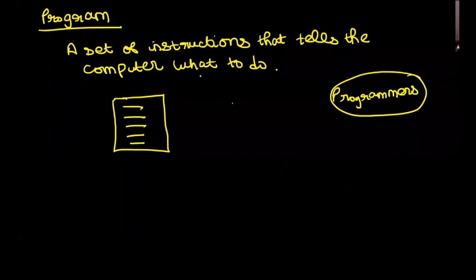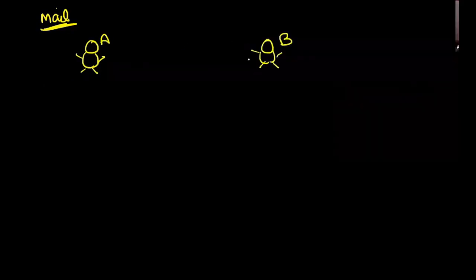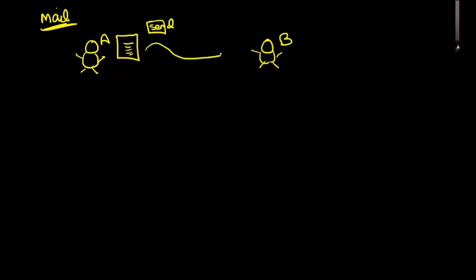So let us see what exactly happens. Let's take the case of a mail. You want to send a mail to your friend. Let's say you are person A, and you want to send a mail to another person B. You open up the computer, open the mailbox, and type in a mail: hey, how are you doing? After typing the mail, you hit the send button. The moment you click on it, within a fraction of a second the mail gets delivered to the mailbox of person B.